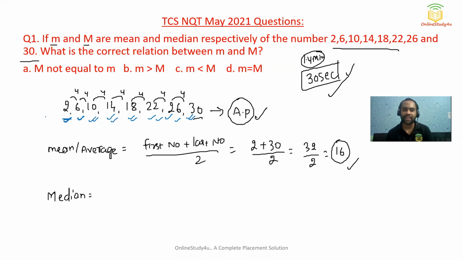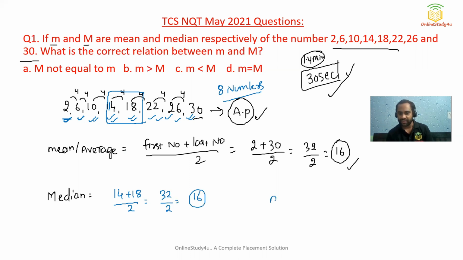So how many middle numbers do I have? I have 2 middle numbers, right? See, if the numbers were 7, then I would have only one middle number. But if I have an even count of numbers, that means I have 8 numbers here, then I have 2 middle numbers. 2 middle numbers means what I have to do: I have to add both middle numbers, and then divide by 2. So it will be 32 by 2, that is nothing but 16. So we say mean is equal to median. That means option D will be the correct answer.